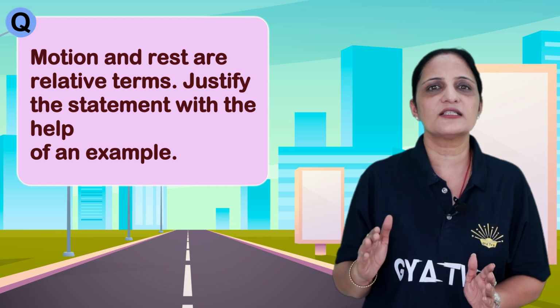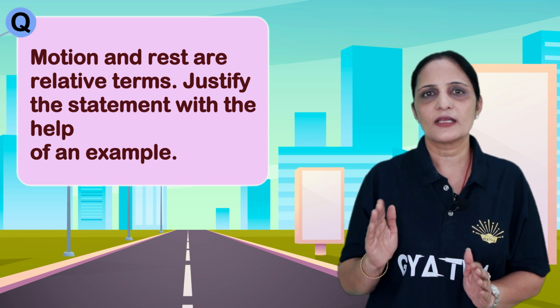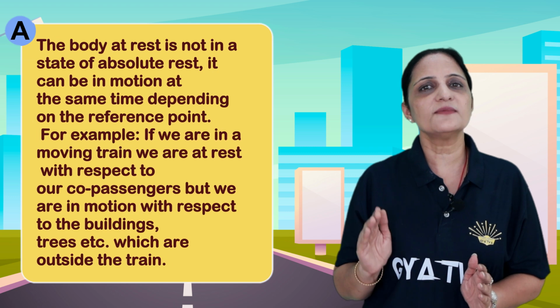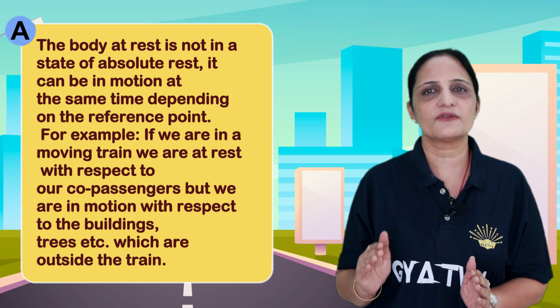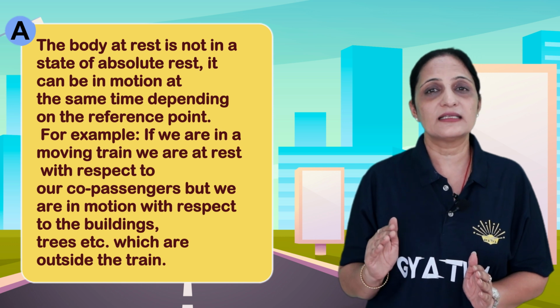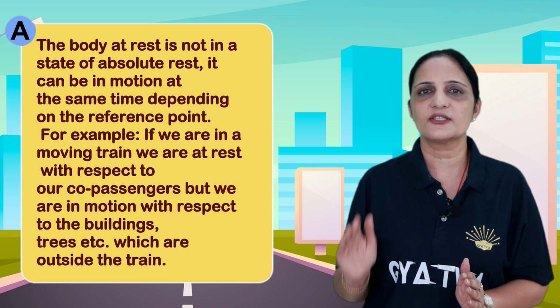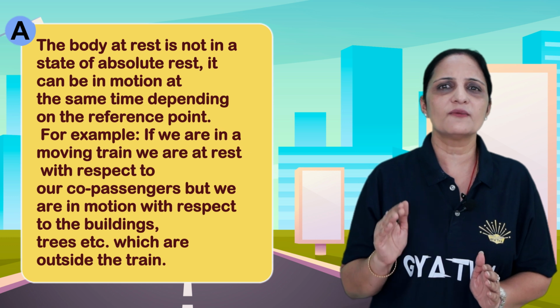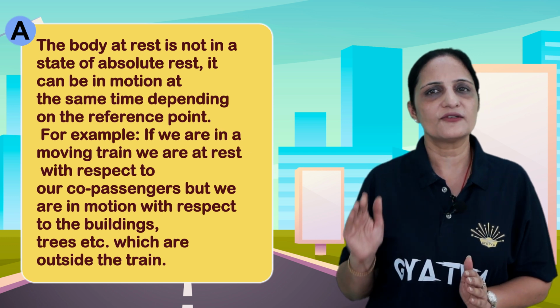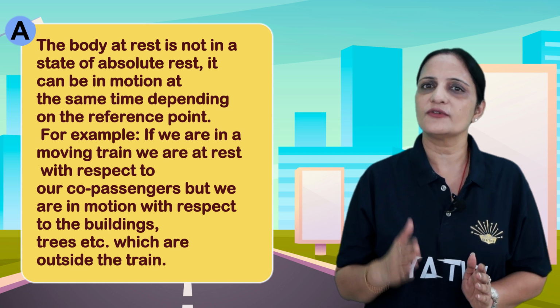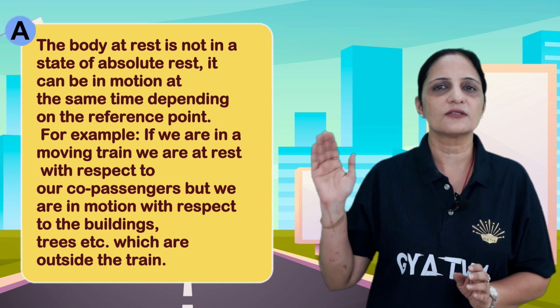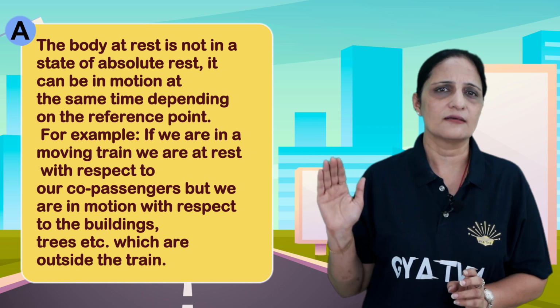Question number 5. Motion and rest are relative terms. You have to justify the statement with the help of an example. Motion and rest are relative terms? Yes. The body at rest is not in a state of absolute rest. It can be in motion at the same time depending on the reference point. For example, if you are in a moving train, you are at rest with respect to your co-passengers, but you are in motion with respect to the buildings or the trees or the person who is outside the train.